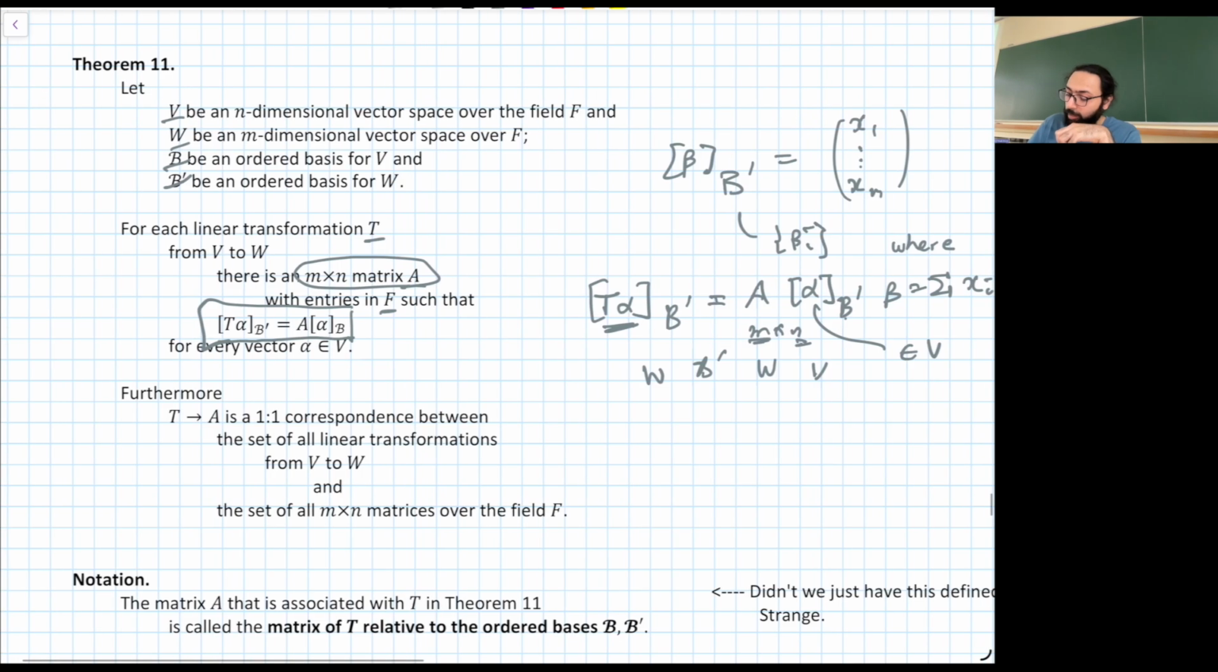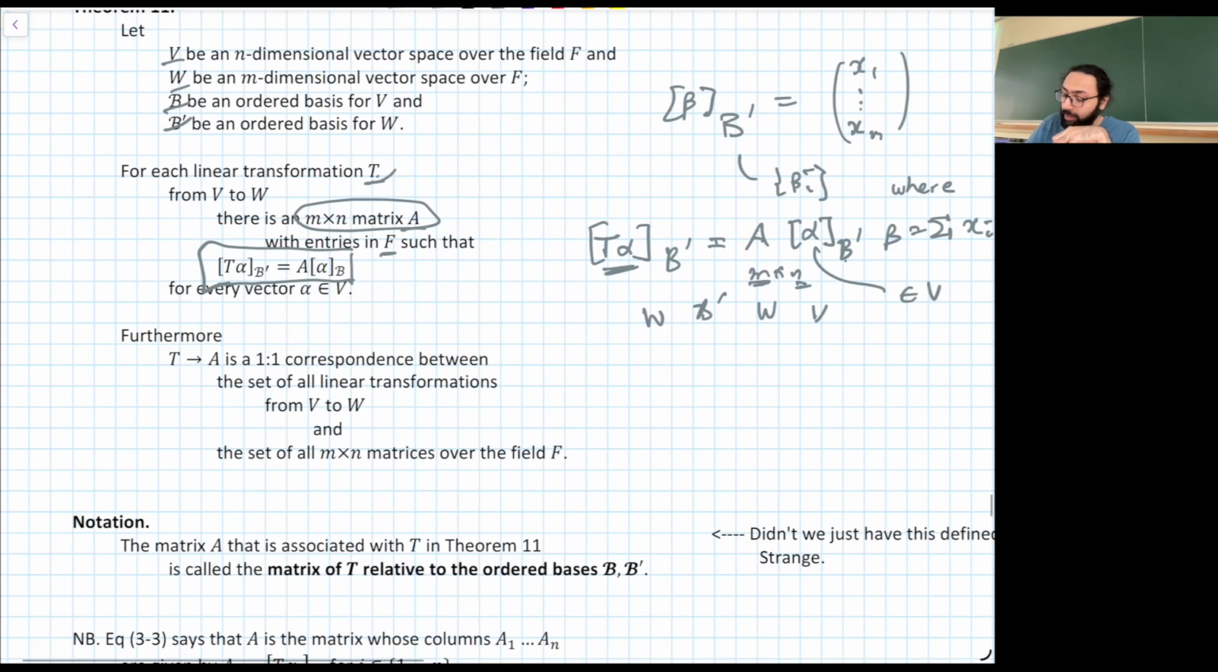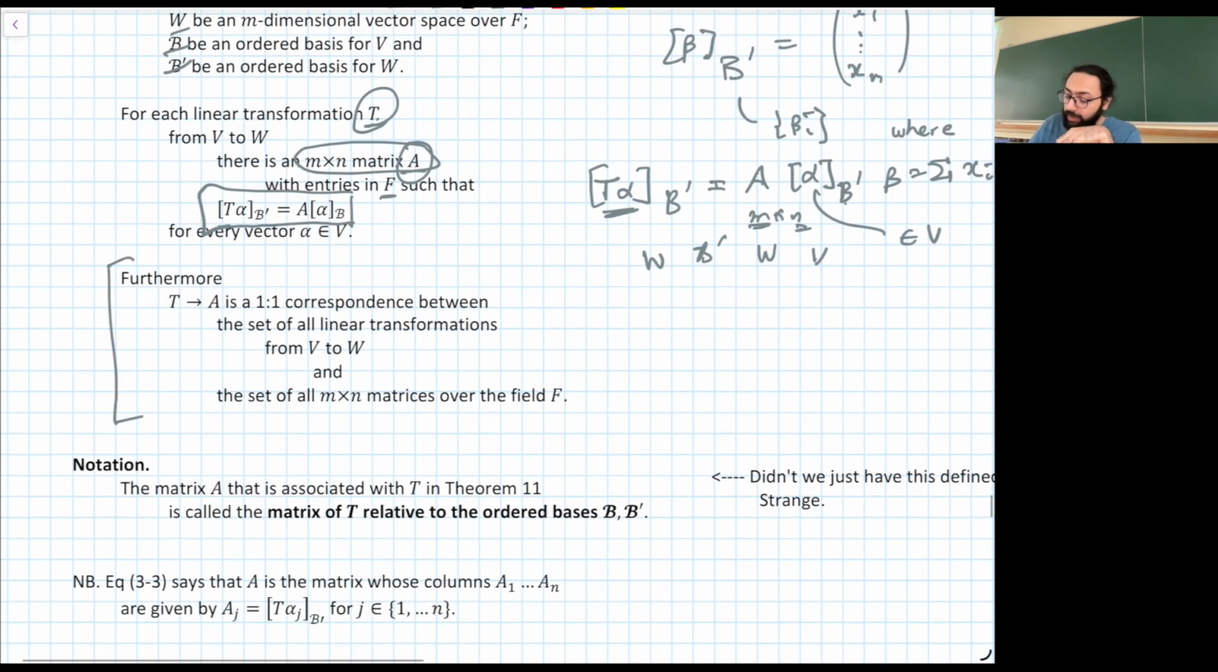So there's a very compact way of writing what we wanted to say. And furthermore, saying for every linear transformation T, one can associate this to this matrix A. And then actually it goes on further. It says that this correspondence from T to A is a 1-1 correspondence between the set of all linear transformations V to W and the set of all M cross N matrices over the field F. Okay, so both ways. All right.